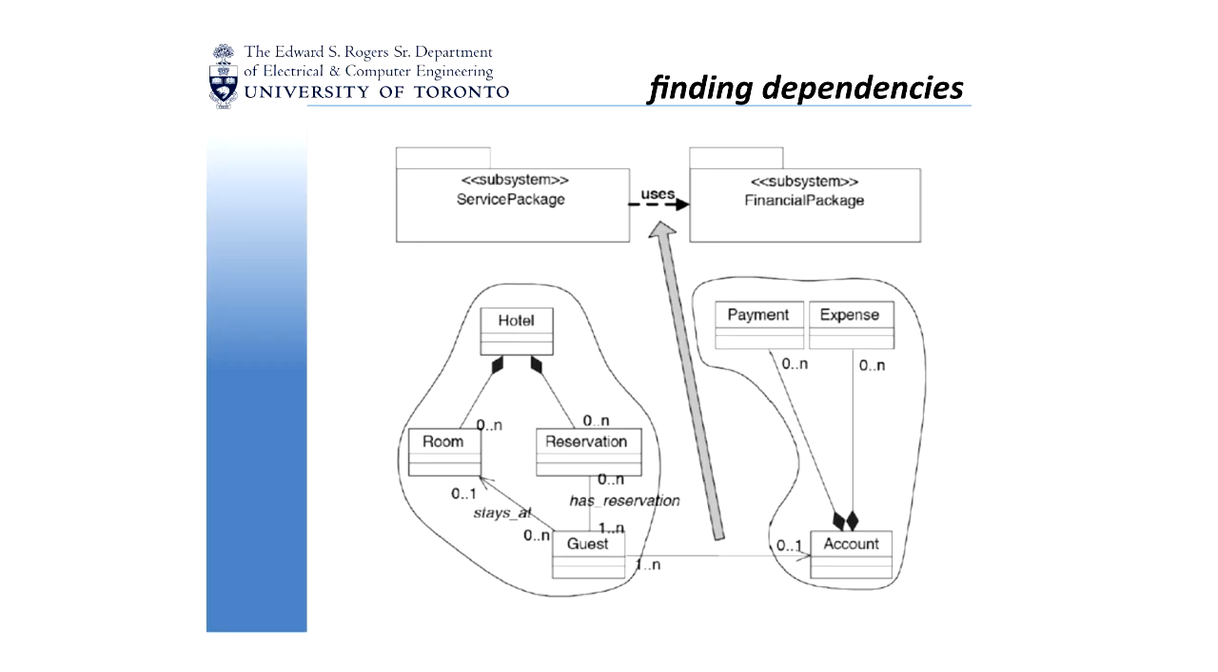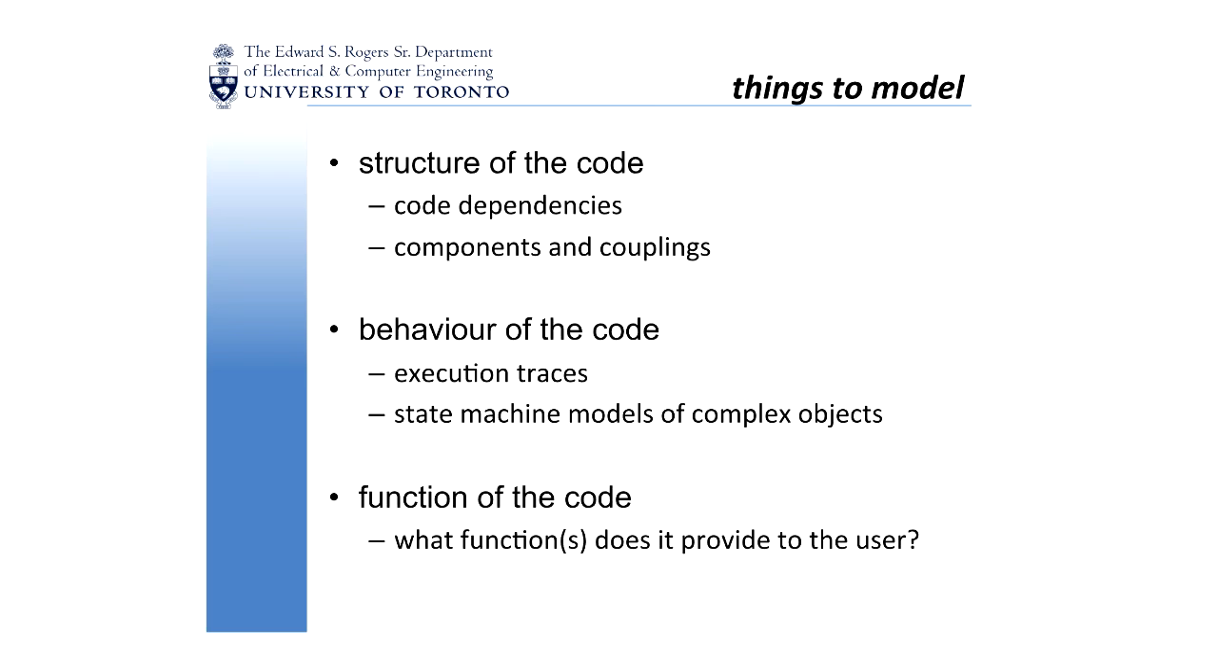By looking at the package we've defined, we can clearly see if the service package relies on or uses the financial package. Understanding these couplings is essential for maintaining a clean architecture. When we decide what to model, we look at three main areas. The first is the structure of the code, which involves mapping out code dependencies, components, and the level of coupling between different parts of the system.